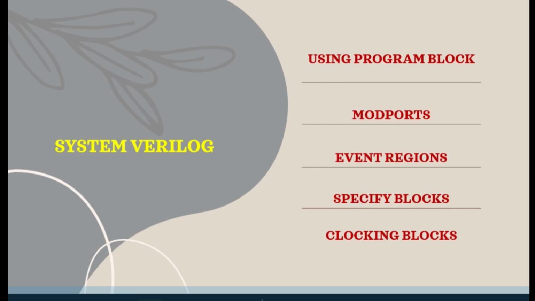So in this way, you can avoid the race around condition in SystemVerilog by using the program block, modports, event regions, specify blocks, and then clocking blocks.